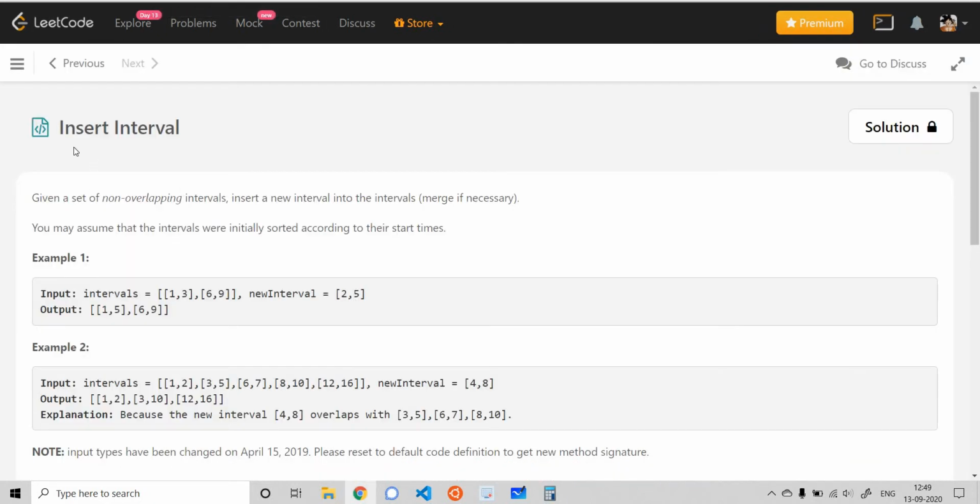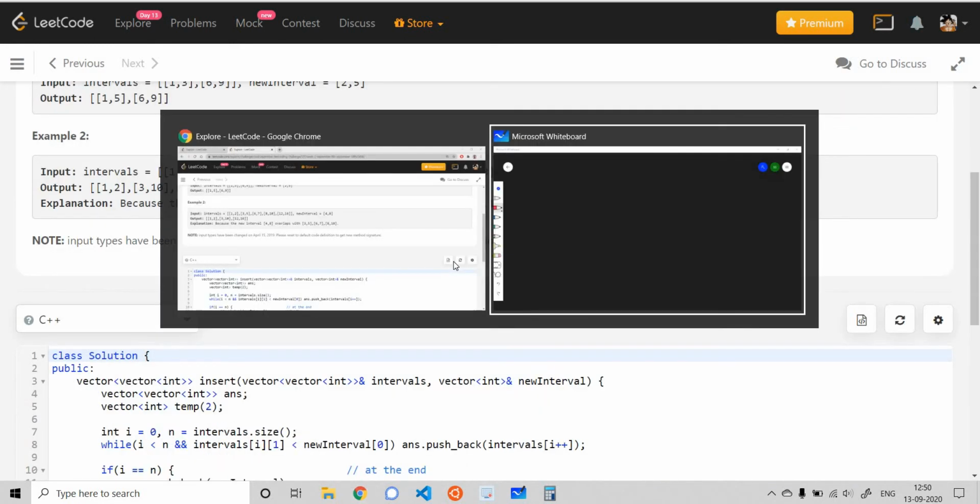It is called insert interval. So we have been given non-overlapping intervals. We need to insert a new interval and merge it with the other intervals if necessary. And it is also given that the intervals are initially sorted according to their start times. Okay, so let's see what we can do.